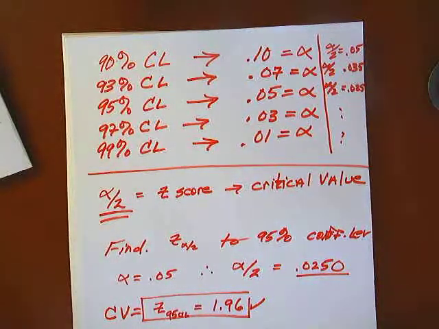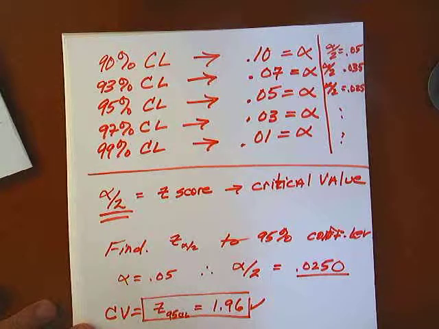And then to find a critical z-score, 0.9750, yeah, that would be your critical value, 1.96. So that's your critical value.